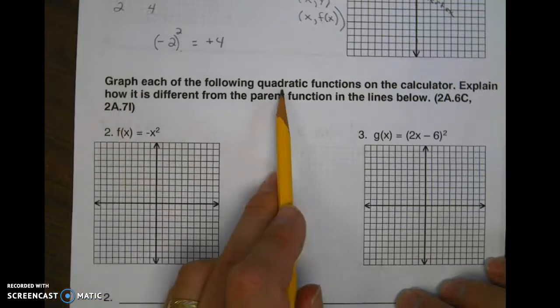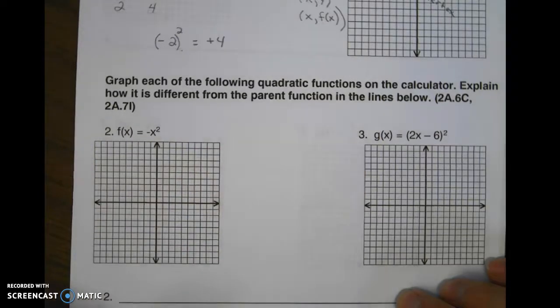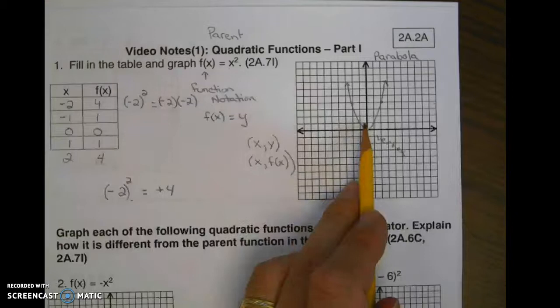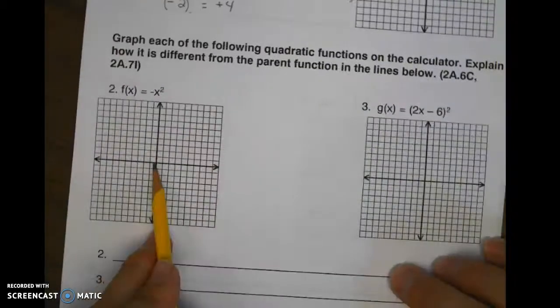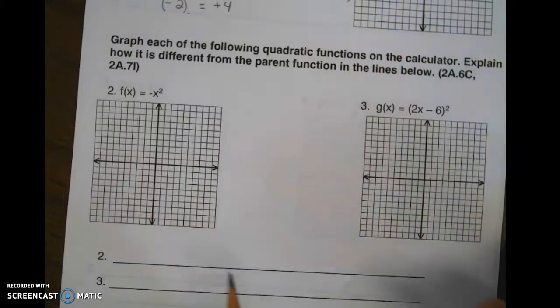Graph each of the following quadratic functions on the calculator. Explain how it is different from the parent function in the lines below. So it's up to you. You have the parent right here. You could always put the parent down here if it helps you as you are comparing the two.